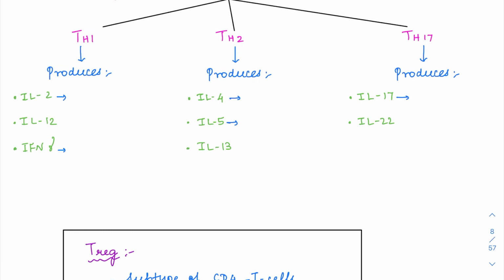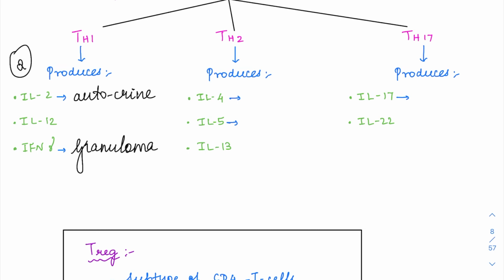These interleukins are quite specific, so you'll have to remember them. So TH1 will produce interleukin 2, which is actually an autocrine interleukin. Basically, the TH1 subset will produce interleukin 2, which will again activate the T cells to produce more T cells. So it has an autocrine effect. Then we have interleukin 2 and interferon gamma. Interferon gamma, we have already seen, is the one which is responsible for the granuloma formation, right? So it will activate the macrophages and produce the granulomas.